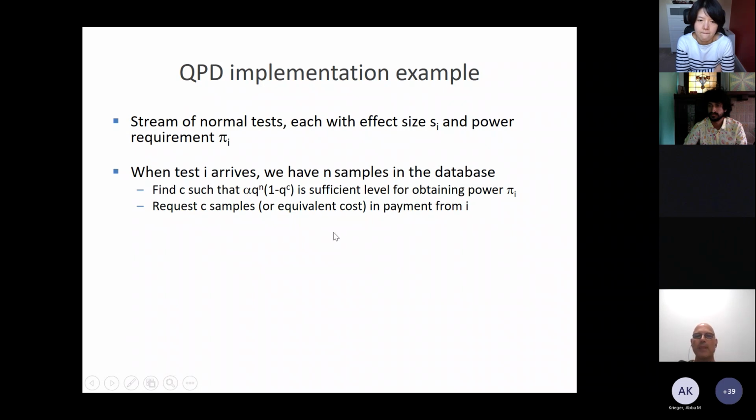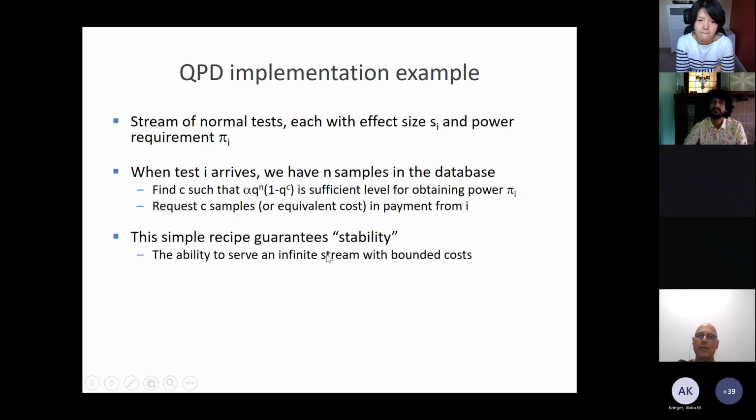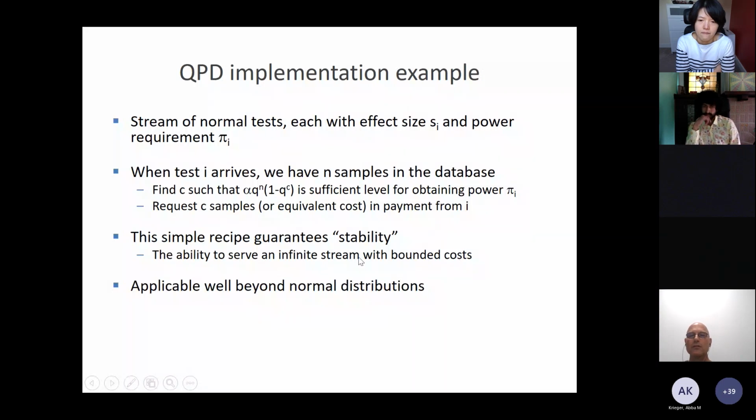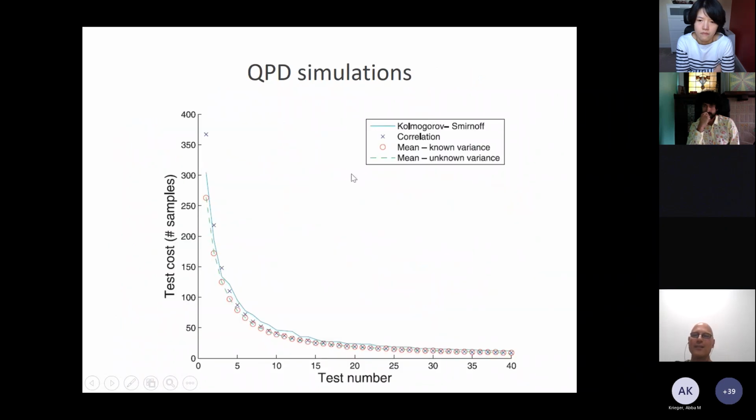Okay, and we prove in the earlier papers that this guarantees what we call stability, which is our ability to serve an infinite stream with bounded costs. And in fact, the costs are not only bounded, the costs are going to be decreasing. We can show that the bound is decreasing as the rounds progress. And this is just some simulation showing that kind of behavior.